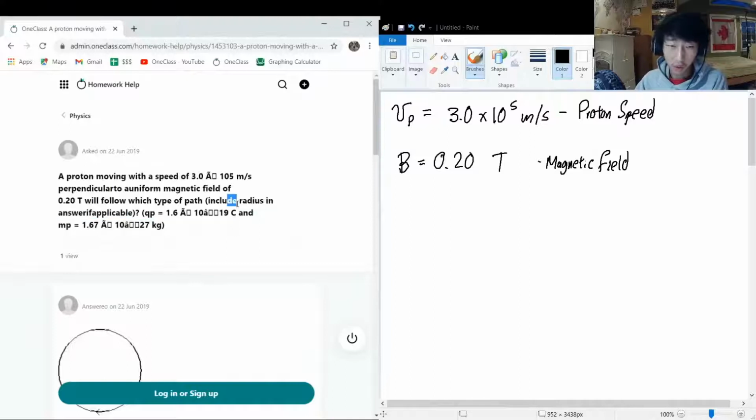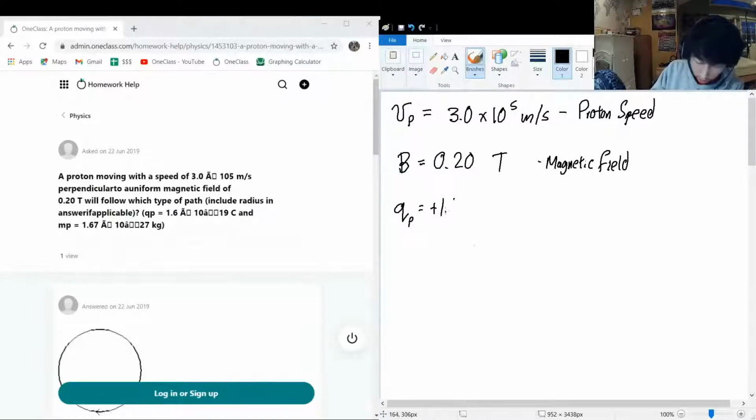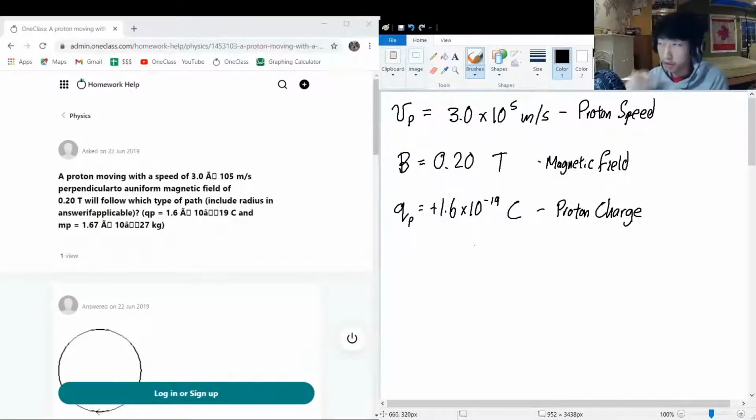And we want to find the radius, and then we got some other information, like the charge of a proton. Let's call that QP, charge for a proton. This will be positive 1.6 times 10 to the negative 19 coulombs. That's a nice thing you could memorize. It's not mandatory, but you're going to see this number so often that it really is in your best interest to keep it in the mental reservoir.